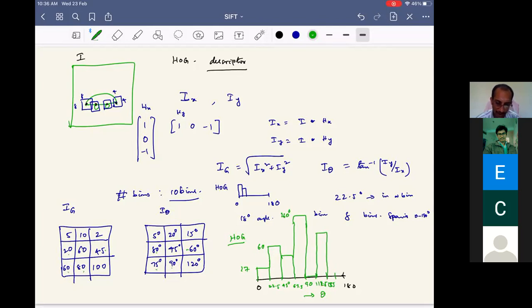Okay, and then 135 to 157.5. What is the height? How much is it? All the rest will be 0. That's all. So this is the histogram.